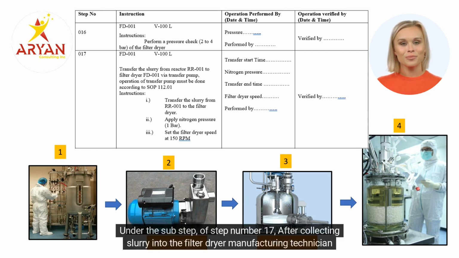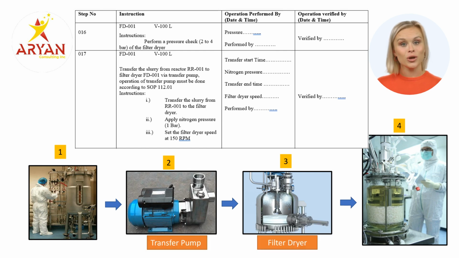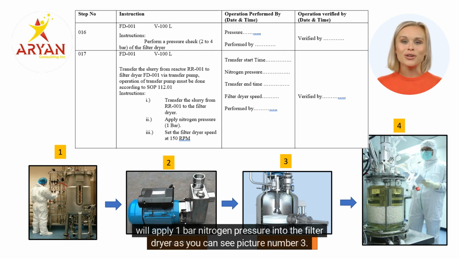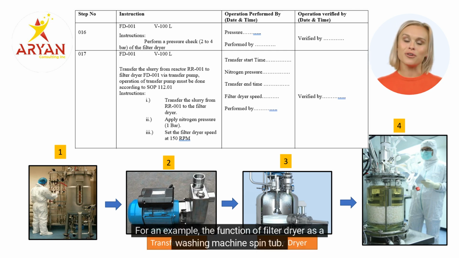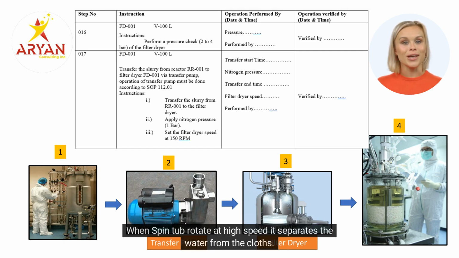Under the sub-step of step number 17, after collecting slurry into the filter dryer, manufacturing technician will apply 1 bar nitrogen pressure into the filter dryer, as you can see in picture number 3. Now in the filter dryer, spin the slurry at 150 RPM. This will separate the solids from the mixture. For example, the function of a filter dryer is like a washing machine spin tub. When the spin tub rotates at high speed, it separates the water from the clothes.